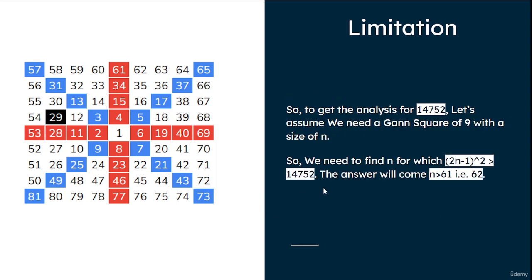So in that case, we need to find n for which the Gann square of 9 size will be greater than this number. So that's how we calculated it. If you look at this slide very carefully, you will understand it. It is slightly mathematical and it is not needed, so I am not going to deep dive into this discussion.